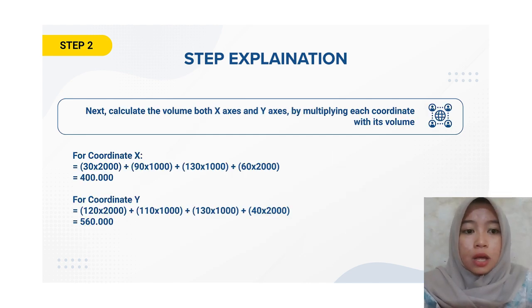Next we have to calculate the weighted values, both x-axis and y-axis, by multiplying each coordinate with its volume. So for coordinate x, as we can see in here, 30 times 2,000. 30 is the x-axis of destination A, and 2,000 is the shipping volume of destination A. So we multiply it for each destination, and then we sum it all, and we get 4,000.